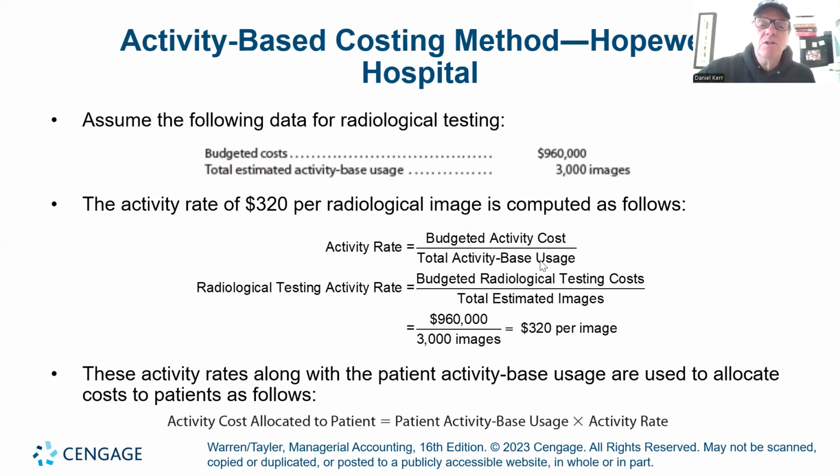So here's the activity. We'll just focus on the calculation for X-rays. For X-rays, the total budgeted overhead cost was $360,000. We divided by 3,000 images, and that gave us the overhead rate, which was $320 per image, not per day, but per image. So every time we have an X-ray, there's a charge of $320 that's allocated to him. Then to apply the activity cost to the patient, you take his or her actual usage multiplied by the activity rate.